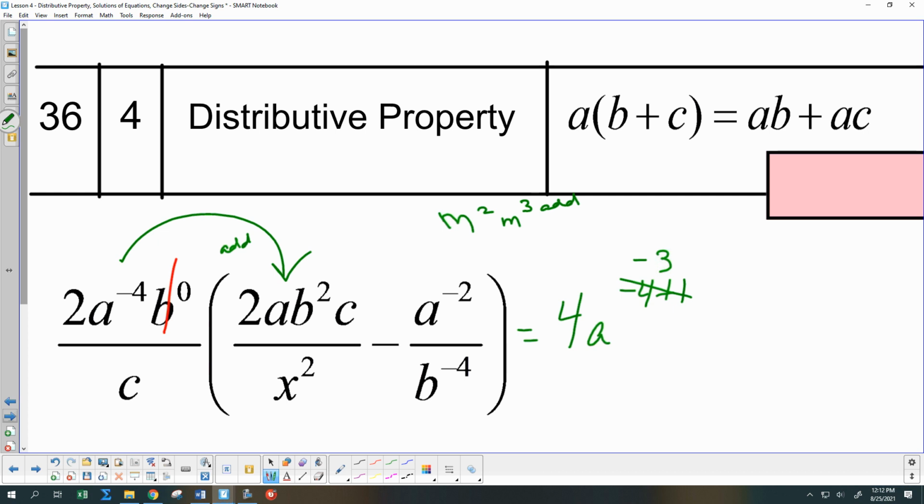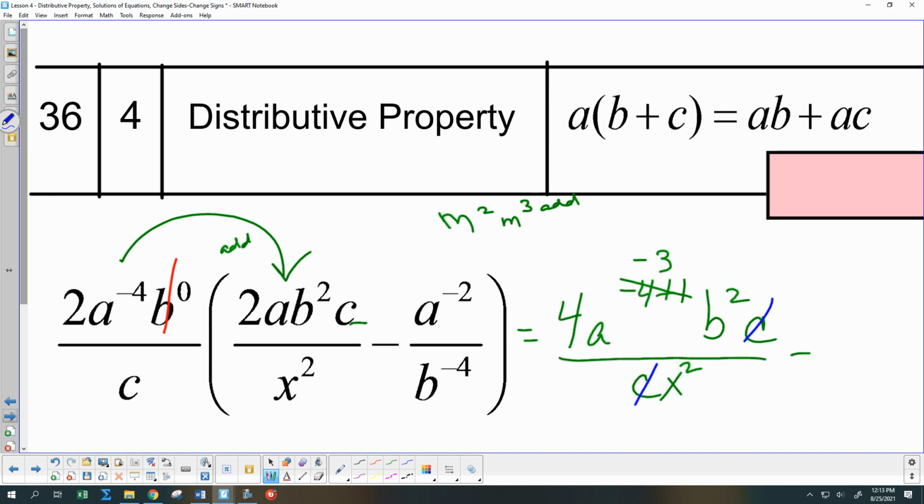Then I've got times the 1, and then I've still got the b squared and the c when I multiply my numerators. When I multiply my denominators, I have cx squared. Now, what do you notice about the c's in this, Ted? So c over c is just going to be 1.